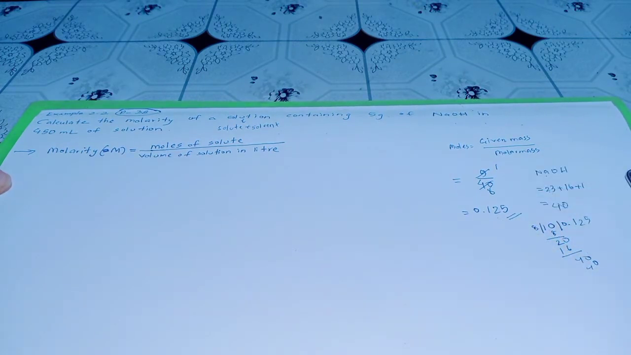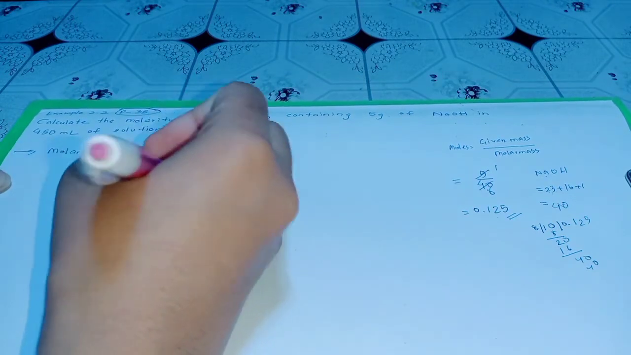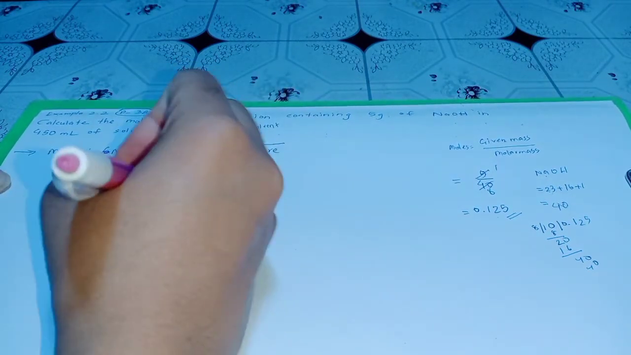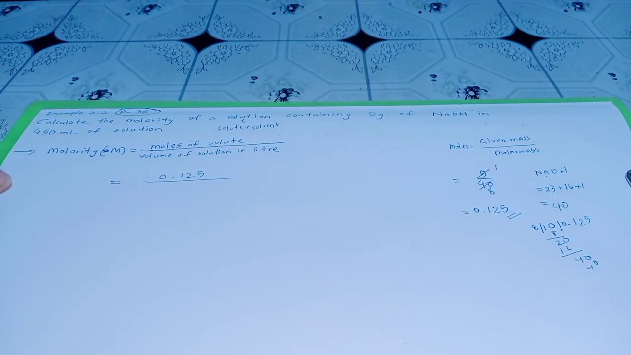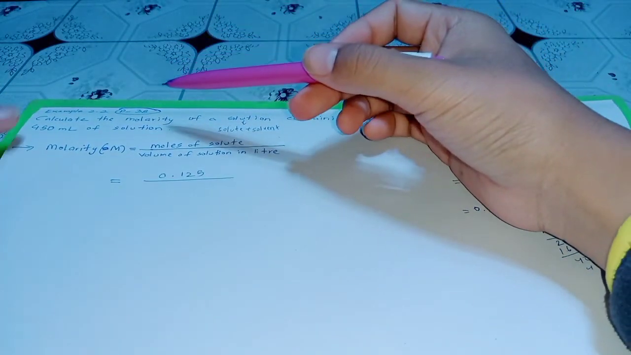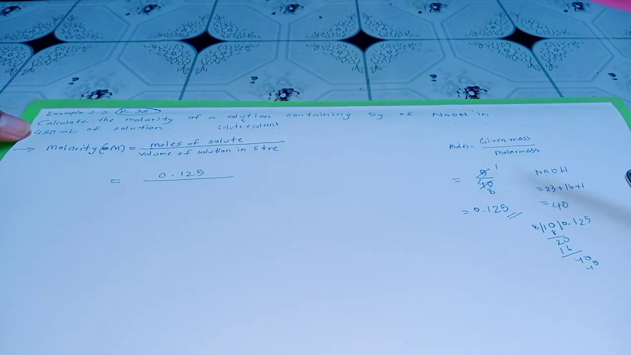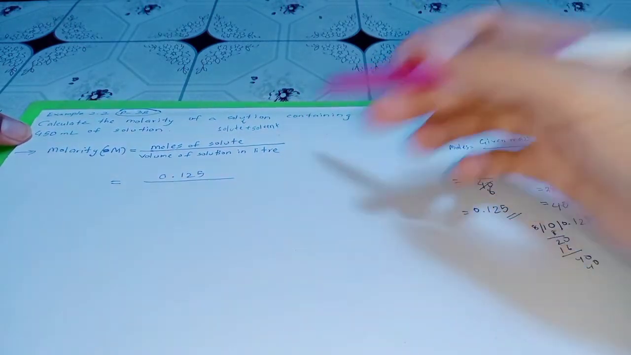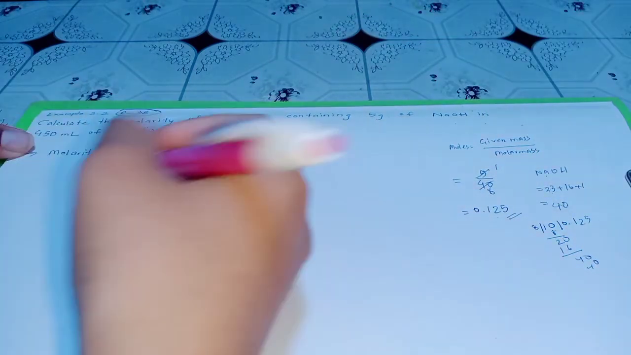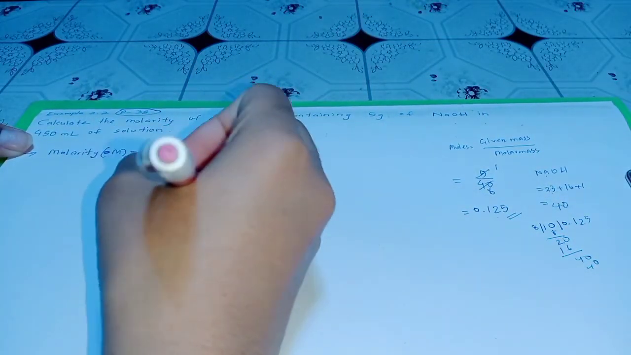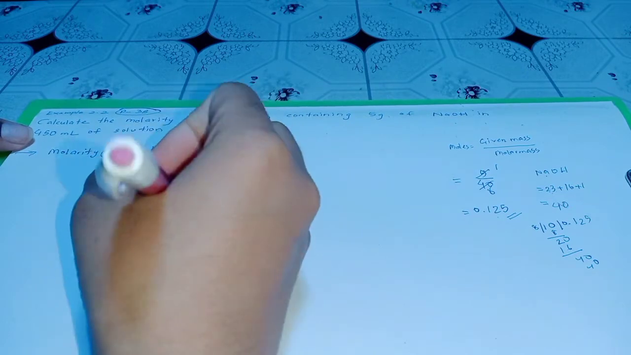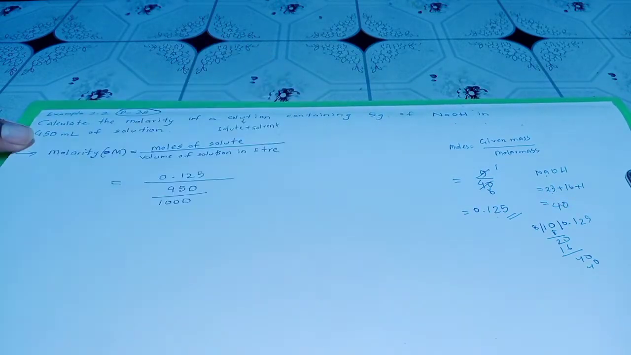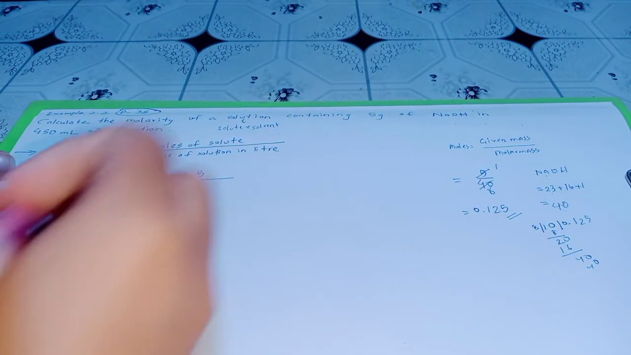So let's write it in here, 0.125. This is the mole. And what is the volume of solution in liter? But according to the question, we have milliliter, that is 450 milliliter. So we need to convert milliliter to liter in order to get the molarity, right? So let's convert milliliter into liter. So 450 by 1000, isn't it?